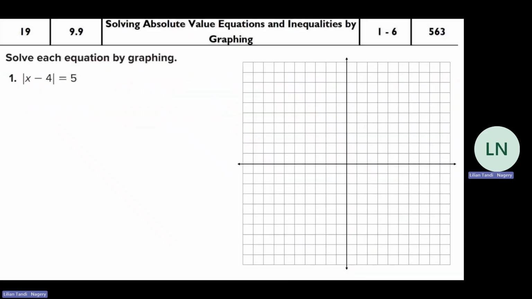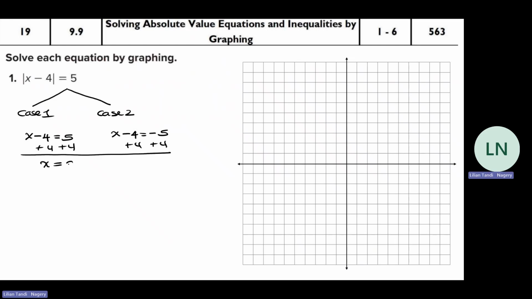Now we want to solve absolute value equations. I always say, let us predict our answer. So I will do case 1 and case 2. I always start by predicting my solution. Case 1: x minus 4 equals 5. Case 2: x minus 4 equals negative 5. Plus 4 on both sides. This gives me x equals 9 and x equals negative 1.